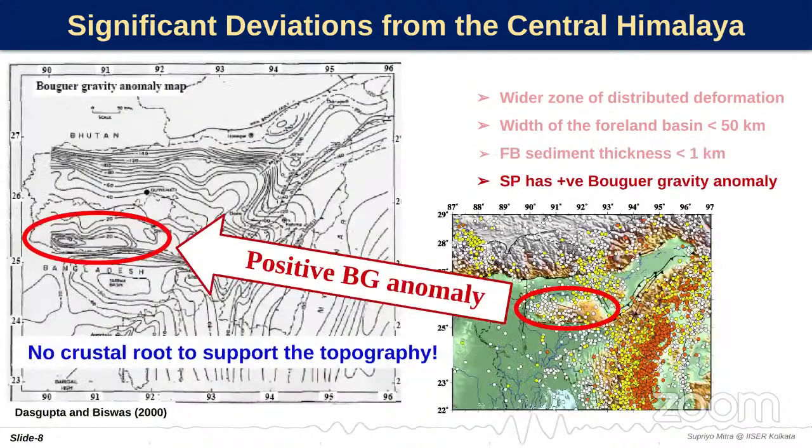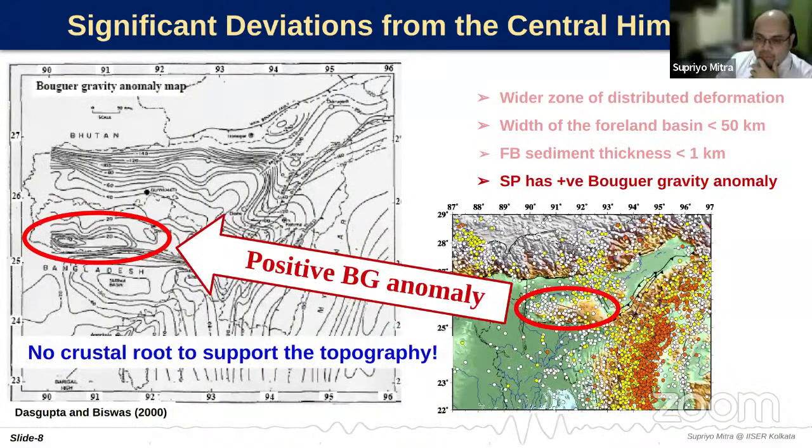And then finally, if you look at the positive elevation of this plateau, you would expect that this positive elevation would be supported by some crustal root through isostatic balancing. But if you look at the Bouguer gravity anomaly, this is a very old map, and I'll show you recent maps of free air anomaly in a bit, but this is good to demonstrate what I'm trying to say. So this positive elevation is associated with a positive Bouguer gravity anomaly, which essentially means that there is no crustal root which is supporting the topography. And therefore, we need to know what exactly is supporting the Shillong Plateau. So these are distinctive differences of Northeast India from the rest of the Himalayan plate boundary system.